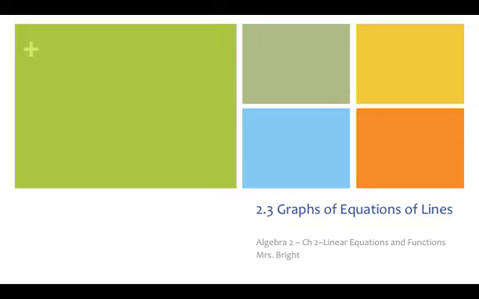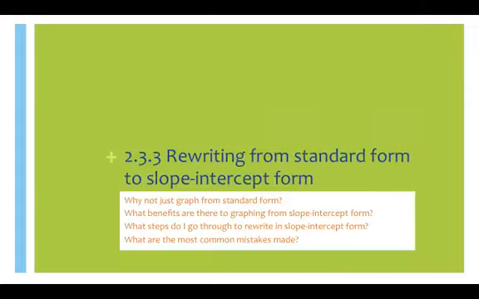2.3 Graphs of equations of lines. Rewriting from standard form to slope-intercept form. Why not just graph from standard form? What are the benefits to graphing from slope-intercept form? What do I have to do to get there? And what are the most common mistakes people make?